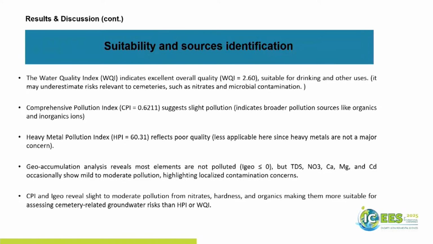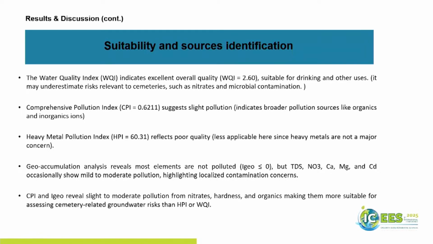While the comprehensive pollution index that we also use shows slight pollution with regard to the guideline range. It shows slight pollution, and the pollution can originate from the organic and inorganic ions. So for the heavy metal pollution index, which gives you a value of 60.31, it shows that it's a poor water quality. You remember from the table that we have, the heavy metals were not really showing any role in the pollution. So here it does not really impact the result, the heavy metals.